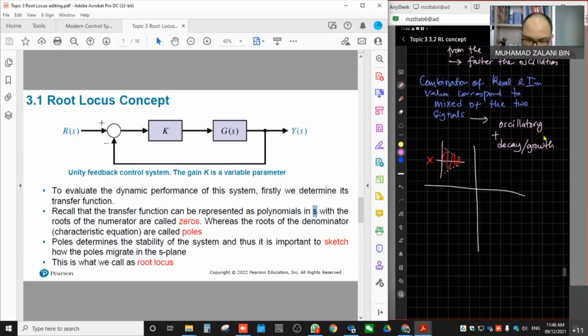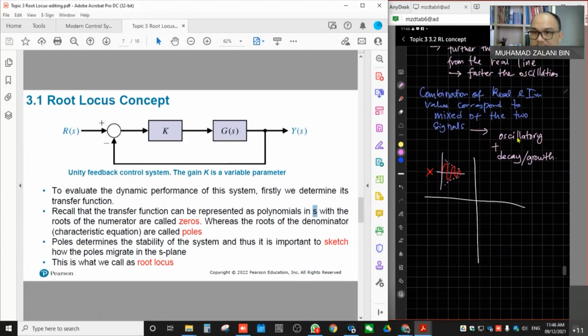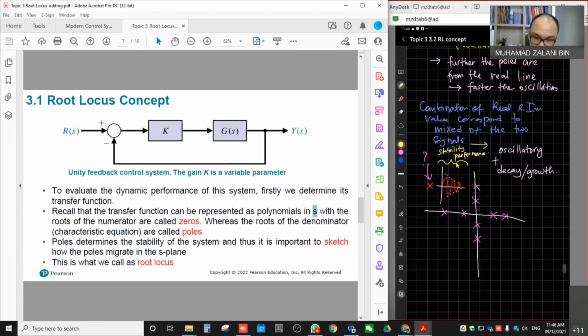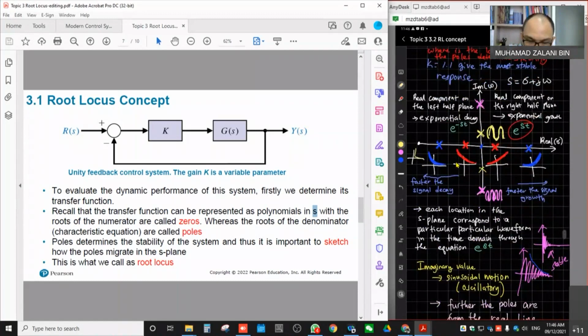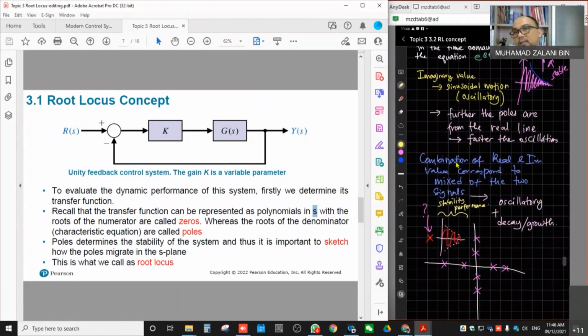Okay, if we combine all of those, let's say tadi poles berada pada axis ya. Tadi poles berada kat sini, kat sini, sini, sini kan. Let's say if we have the poles right here, you should expect the system stability performance like this lah. Combination of the exponential function and the oscillatory function. Okay, habis. That was a bit of explanation for you to understand the root locus concept.